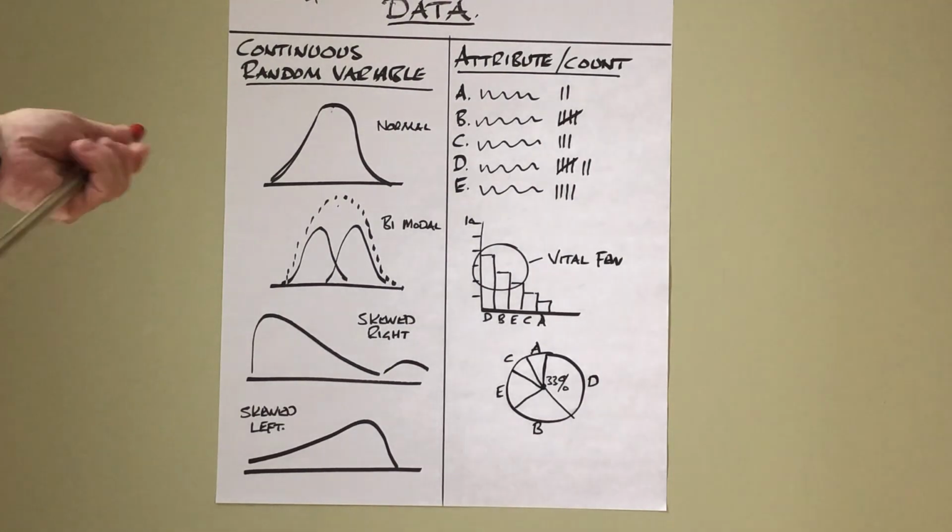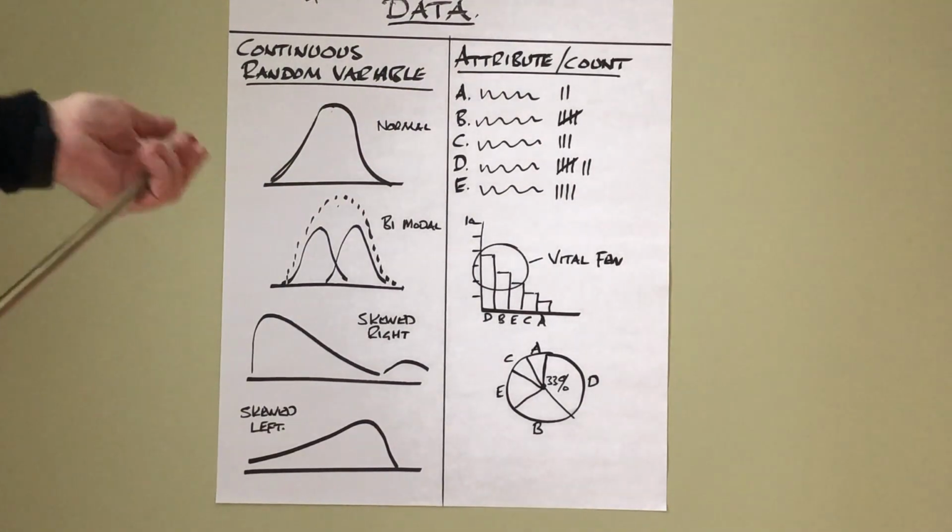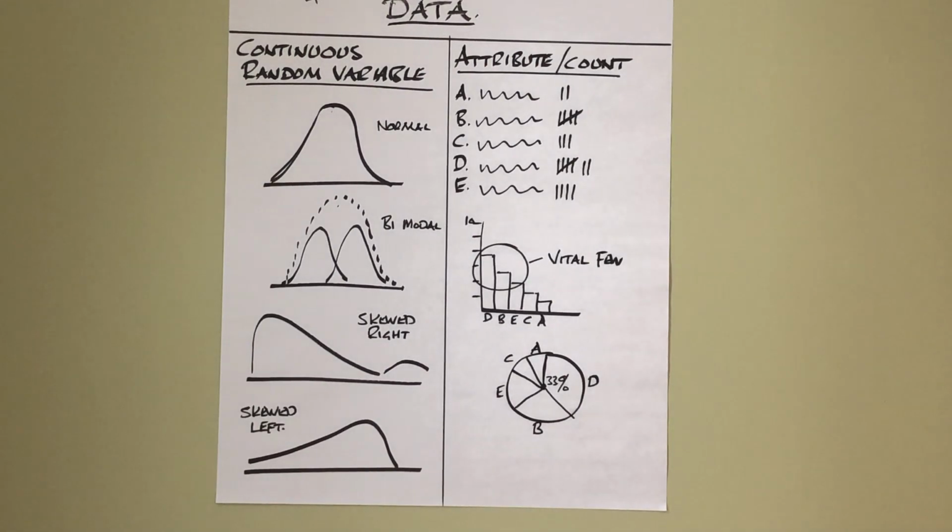And then the other type of data is attribute or count data, like the reasons a machine might become unreliable, or the nature of customer complaints, or the defects that you observe from picking or packing a product.